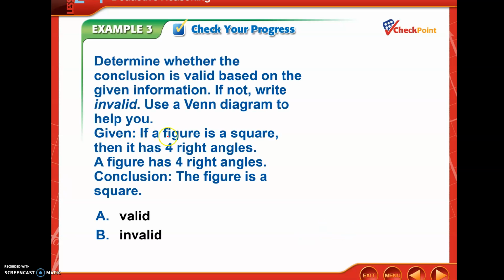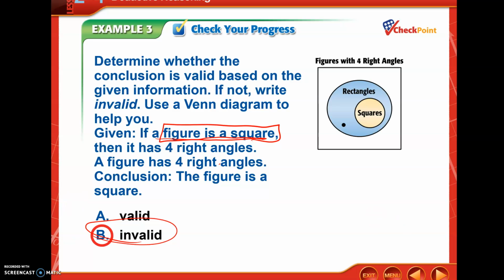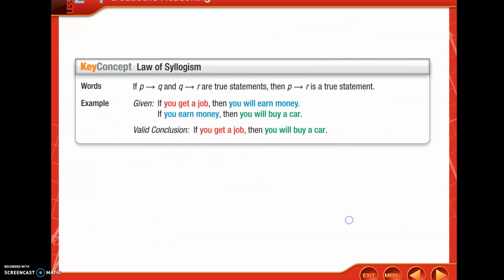Okay, if a figure is a square, then it has 4 right angles. So I need this if part. A figure has 4 right angles. I can't conclude that it's a square because I have to have the hypothesis, figure is a square, come true. So this is invalid using law of detachment. It could be a rectangle.